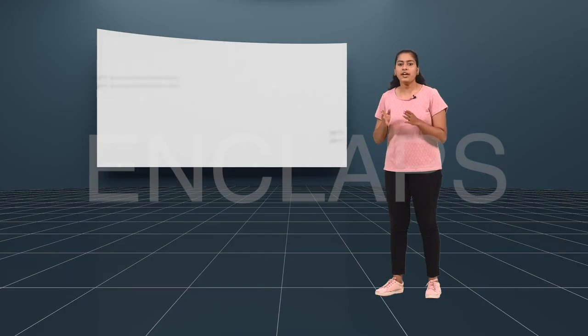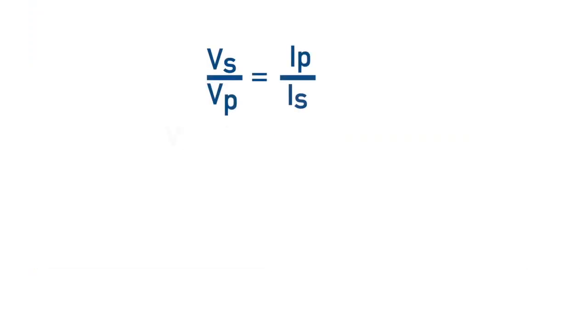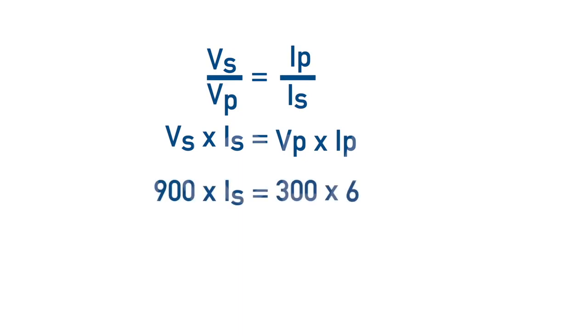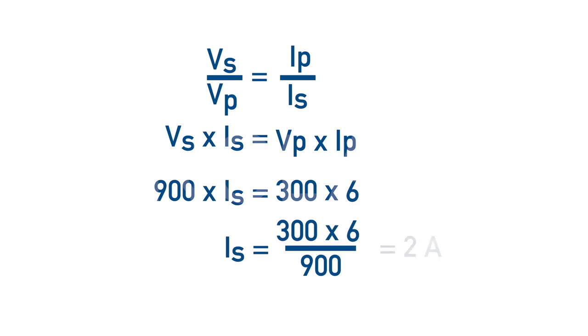Now, we need to find out the current in secondary. We can use the equation Vs into Is is equal to Vp into Ip. That is 900 into Is is equal to 300 into 6. So, the current in secondary Is is 300 into 6 whole divided by 900 which is equal to 2 ampere.